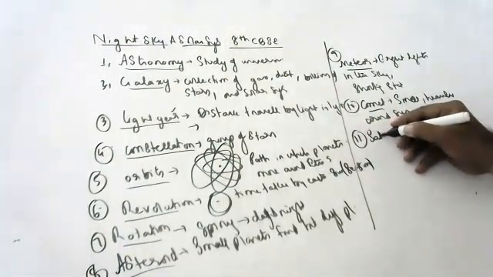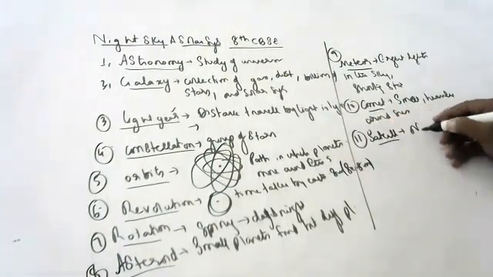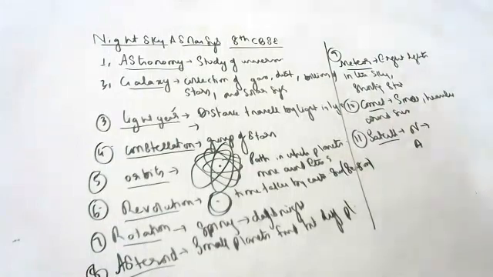Satellites. What do you mean by satellites? Satellites are of two types, children. Natural satellites are there, artificial satellites are there. Pravalika, what is the natural satellite of the Earth?